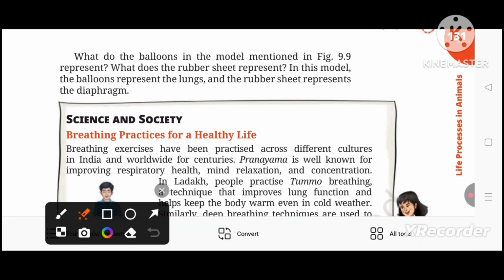What does the balloon in the model mentioned in the figure represent? What does the rubber sheet represent? In this model, the balloon represents the lungs while the rubber sheet represents the diaphragm.